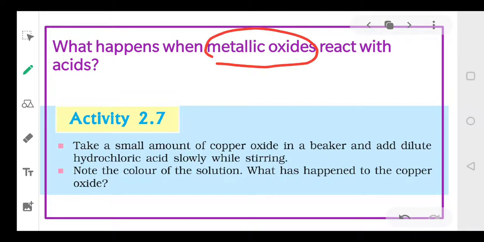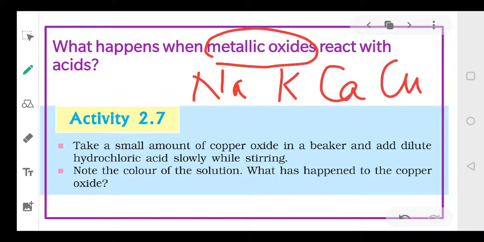Okay dear students, metallic oxide. Do you know what metals are? Can you name a few metals? See, sodium, potassium, calcium, copper, these are all metals. Now when metals react with air, that is oxygen, they form metallic oxide. Like this.